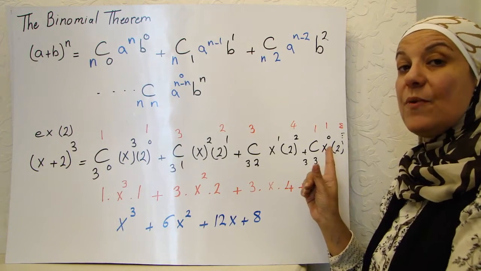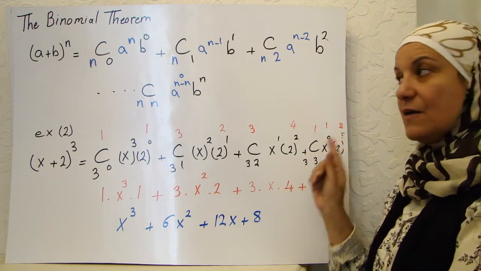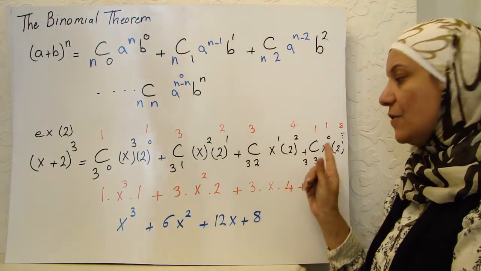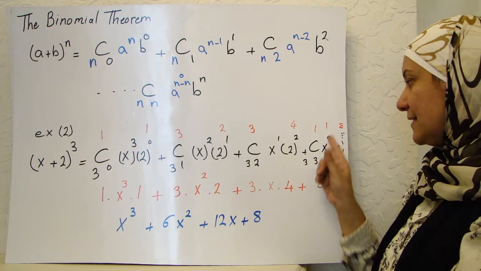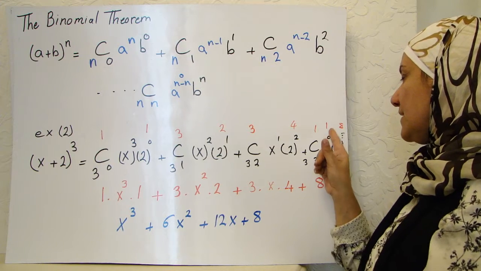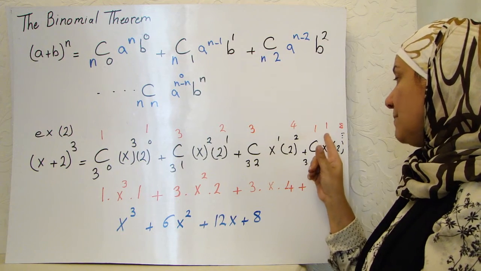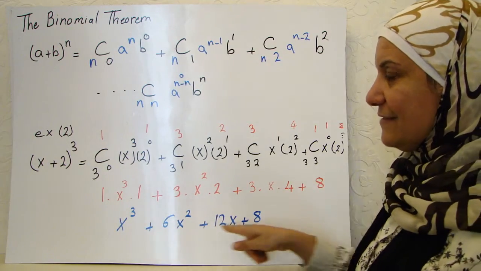This last term will have no x. Remember why? Because it has x to the power of 0. When having x to the power of 0, I know that I'm going to have 1. So it's going to be 3C3, which is 1, multiplied by 1 for the x, and then 2 to the power of 3, which is 8. I'm going to have my answer as such.